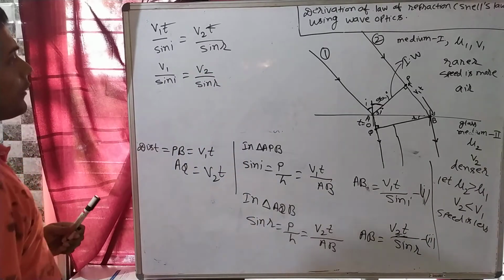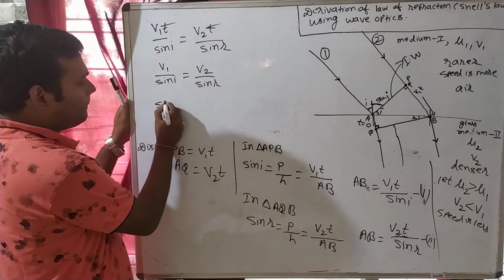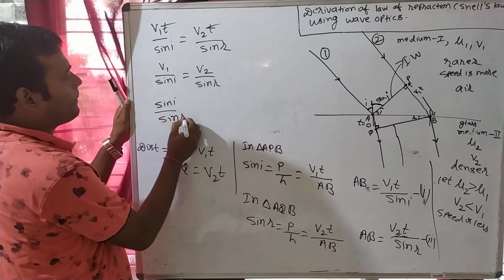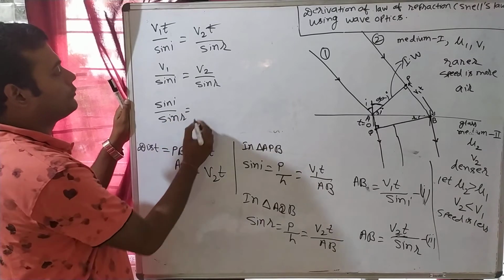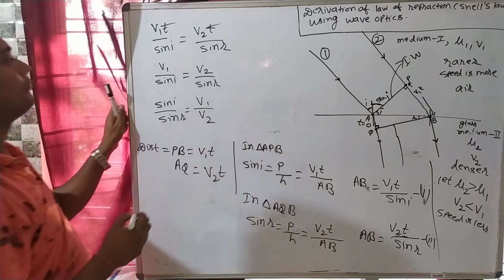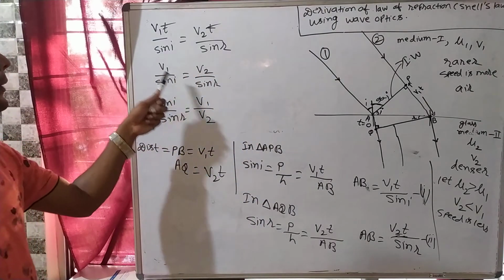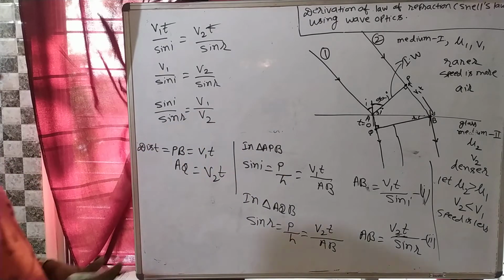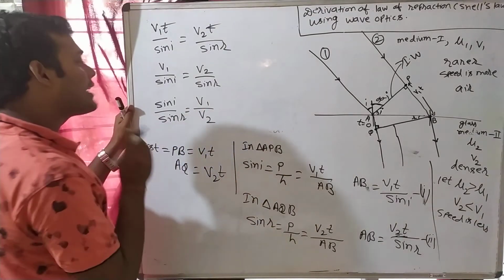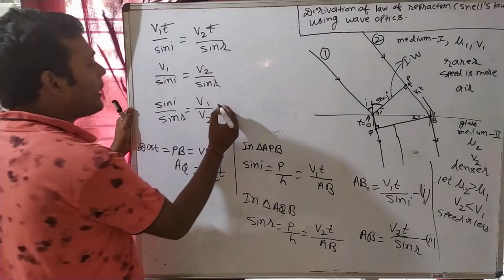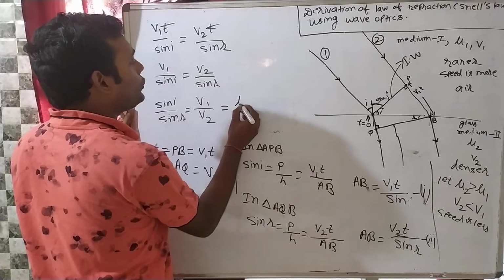So can we write that sin I by sin R is equal to V1 by V2? See, V2 sin I is equal to V1 sin R. Can we write like this? And sin I by sin R is equal to V1 by V2. This is Snell's law. Because sin I by sin R is also known as mu2 by mu1.